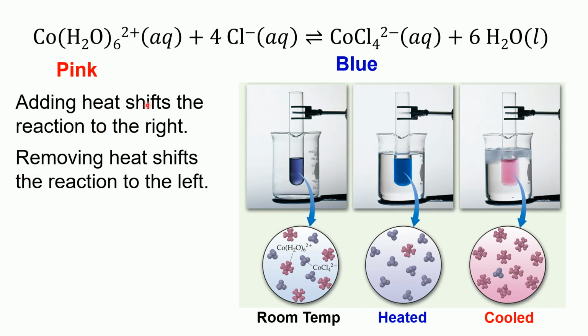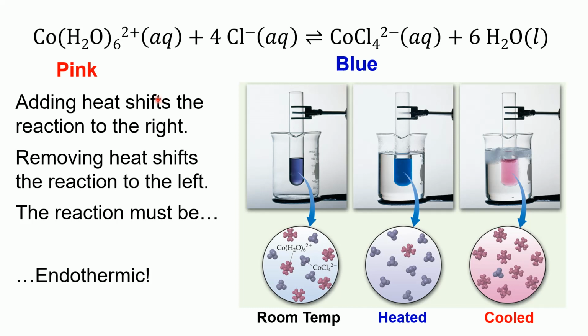So think about that for a second. Is this reaction going to be endothermic or exothermic? So I'm going to give you a second to think about that. All right, well, hopefully what you came up with is that it must be endothermic. So if it is endothermic, adding heat is going to shift the reaction to the right. Removing heat is going to shift the reaction back to the left.